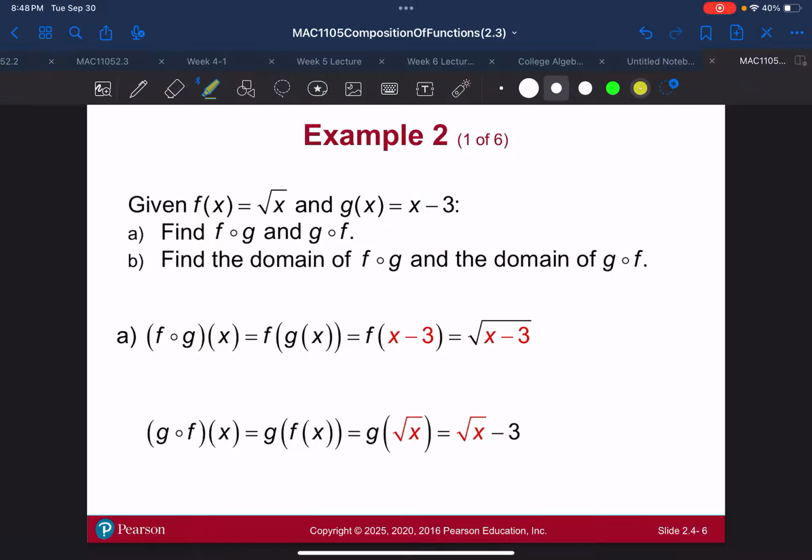So let's do another example, and this time we're going to find the domain of the resulting composition function. So in this example, we have f of x equal to the square root of x, and g of x is equal to x minus 3. And so first we're going to find f of g and g of f. So for f of g of x, we're going to take g and plug it into f.